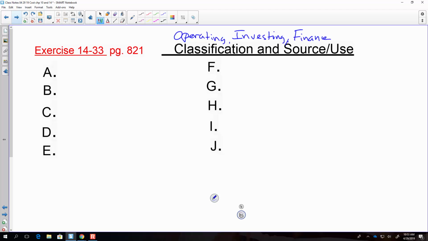Michelle, are you ready? I would say investing. Yeah, investing. Source or use? Source. So that would be a plus, right? Source of cash would be a plus to our cash. Sold it for $750,000.